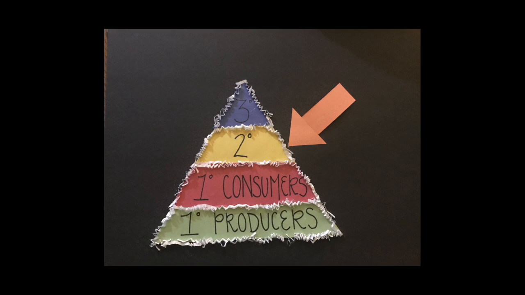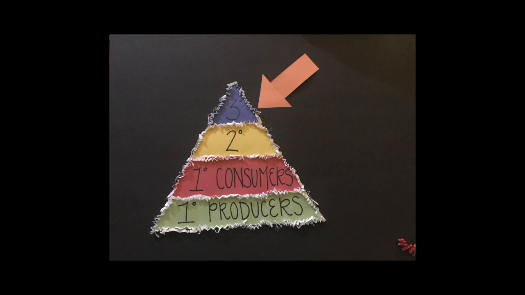The secondary consumers are the organisms that eat the primary consumers and use the energy stored within them. That group is again smaller than the level before. This is repeated with the tertiary consumers and so on.